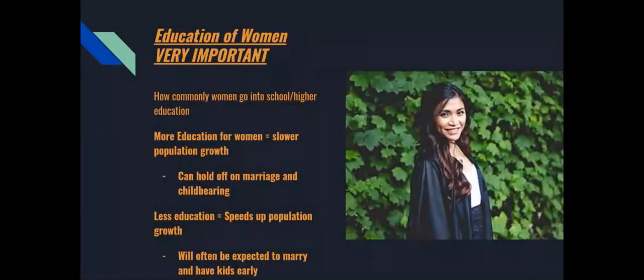Now, one of the most important factors in this list is actually the education of women. And this means how commonly women go to school or to higher education. And so when women are given more educational opportunities, population growth actually slows down. And this is because the women will hold off on marriage and bearing children because they're going to school, they're going into the workforce. And if women do not have as many educational opportunities, such as countries where maybe women are not given as many rights, they will speed up the population growth. And this is mostly because they're expected to marry and have kids very early.